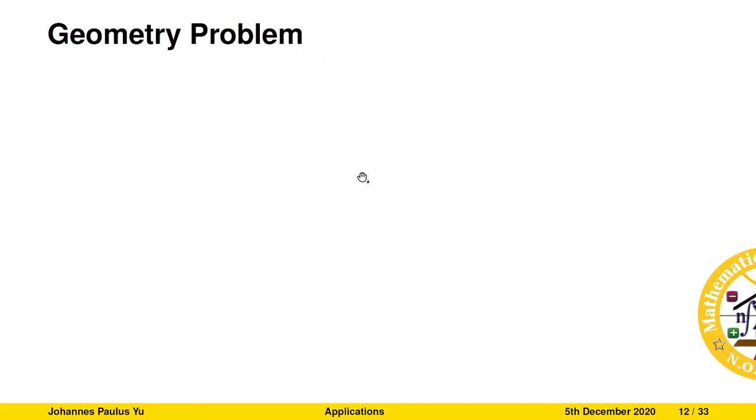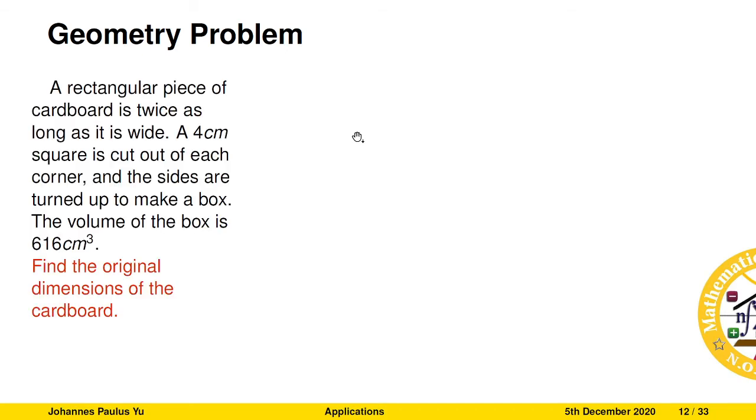The second example of factoring applications is still a geometry problem. Now let us focus on the situation. A rectangular piece of cardboard is twice as long as it is wide. A 4 centimeter square is cut out of each corner and the sides are turned up to make a box. The volume of the box is 616 cubic centimeters. Find the original dimensions of the cardboard.